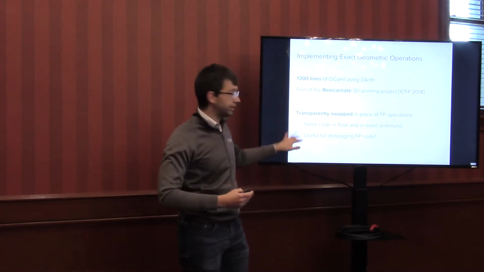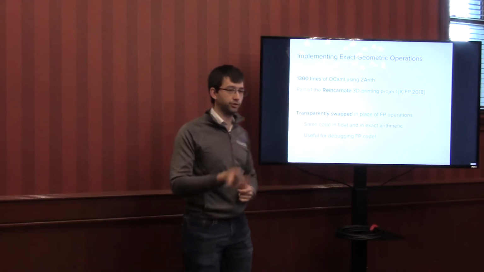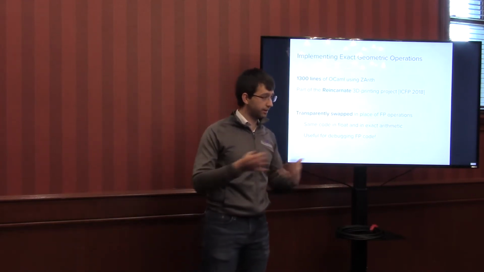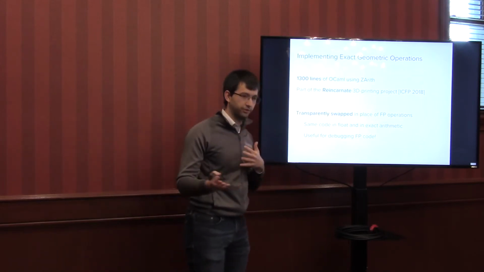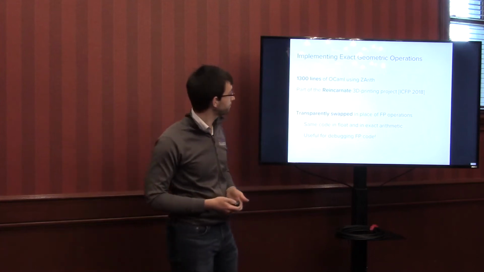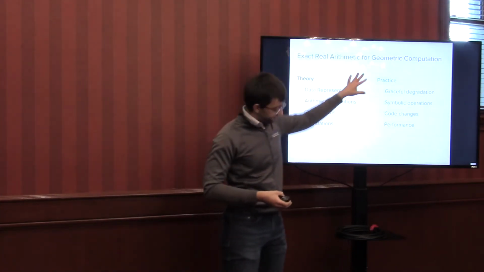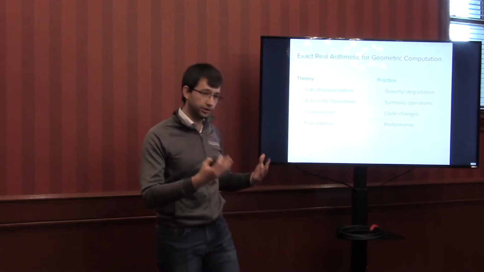It's also actually great for debugging floating point code itself. So if you implement some algorithm and it doesn't work, is it because of floating point error or because you've missed a minus sign? And by switching to exact arithmetic, you can eliminate floating point error as one of the possibilities. So that's roughly where we tried to put this, and I learned a few lessons attempting to do this integration.